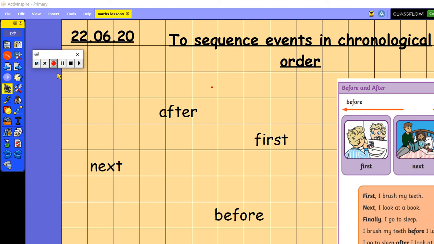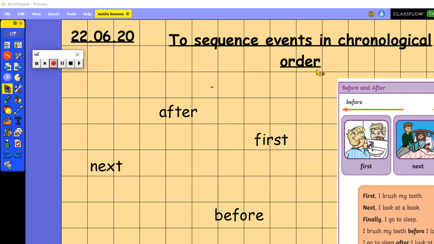So I want you to have a look at the little poster here that gives us some information as to what this person has done throughout their day. So first, they've brushed their teeth. Next, they've sat and read a story. Finally, they've gone to sleep. So we're saying that everything that happened prior to this is before, and everything that happened later than this is after.